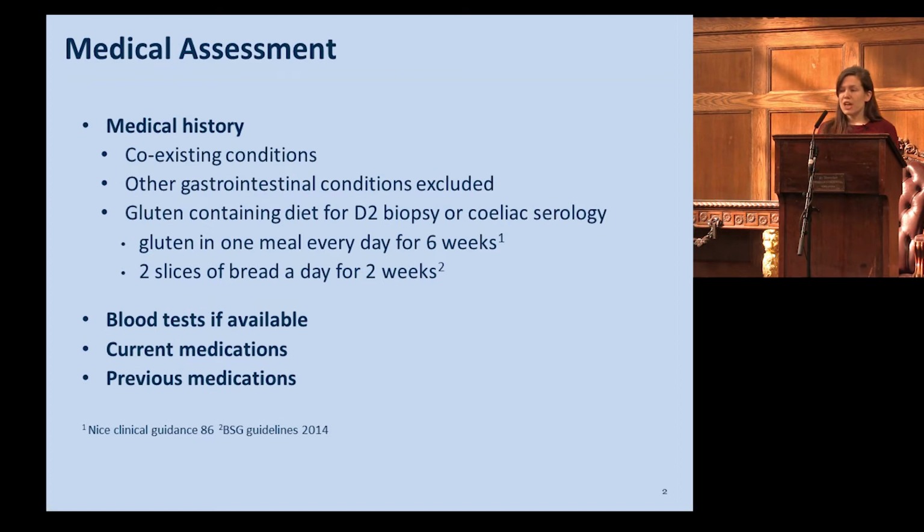And it's really important that we check that these patients, when they've had their test for celiac disease, have been eating gluten. They might find that in the past they've had symptoms following bread and pasta or other wheat-containing products or other grains, and therefore might have excluded them, and then, not being aware that this would affect the ability to detect celiac disease, might have then had the test. So it's important to check that they were eating gluten at the time. That will either be gluten in one meal every day for 6 weeks, or 2 slices of bread a day for 2 weeks before having either of those tests. If we've got blood tests, we might want to check those.